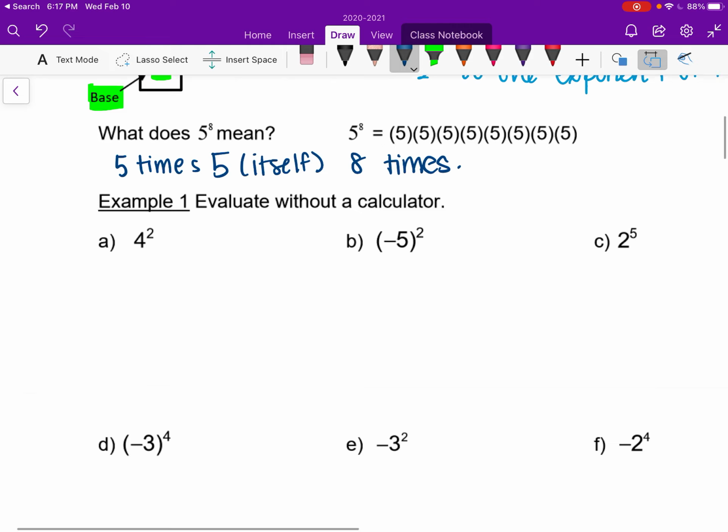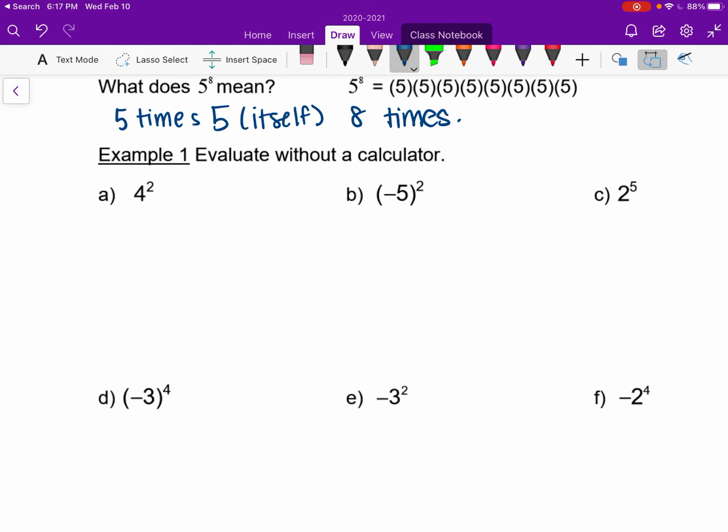Right? So now if I have something like 4 to the power of 2, I have 4 multiplied by 4 2 times because that was my power. So 4 times 4 is just going to be 16. So try doing B and C on your own. Actually, try doing all of these on your own.